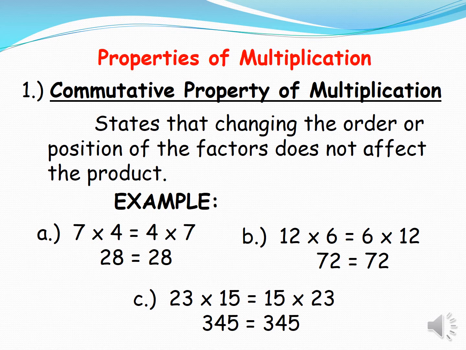Letter B. 12 times 6 is equal to 6 times 12. 12 times 6 is equal to 72. 6 times 12 is equal to 72. They are equal. Letter C. 23 times 15 is equal to 15 times 23. 23 times 15 is equal to 345. 15 times 23 is equal to 345. So they are equal. So that is commutative property of multiplication.